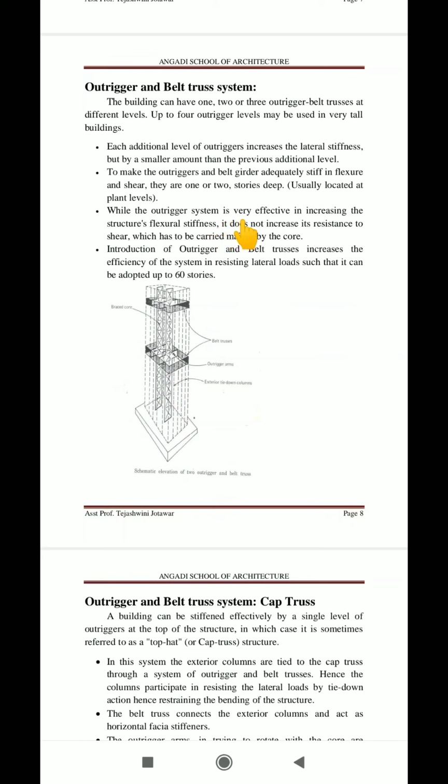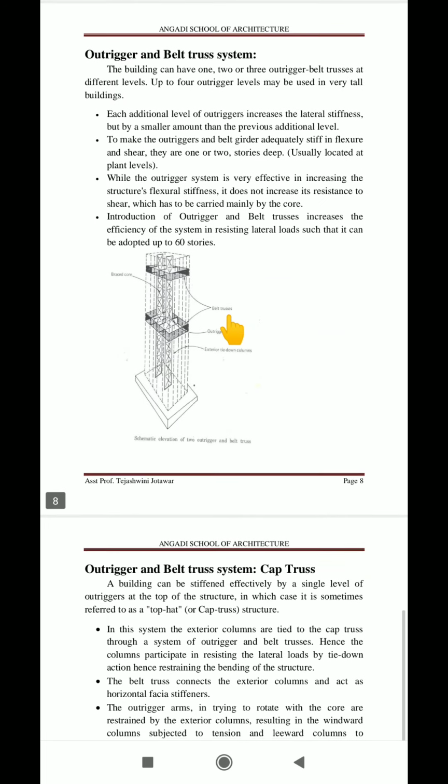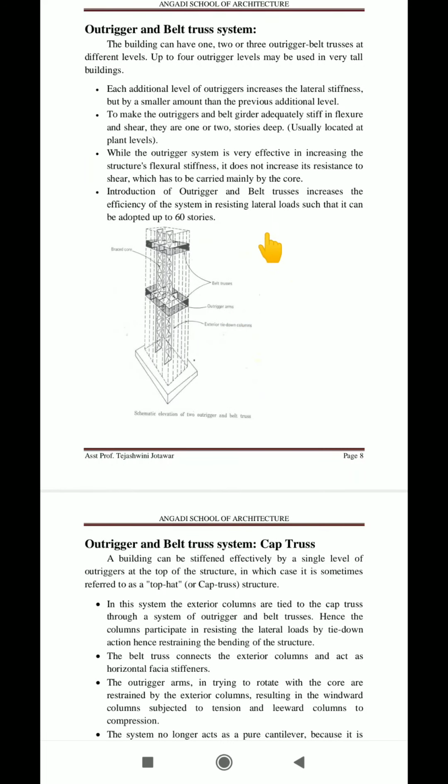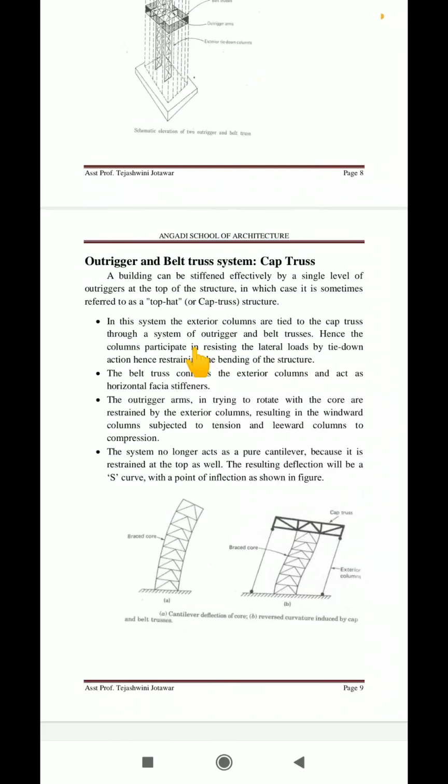While the outrigger system is very effective in increasing the structural flexural stiffness, it does not increase the resistance to shear, which is carried mainly by the core. So the outrigger system helps in increasing flexural resistance, whereas the shear resistance is carried by the core of the structure. Outrigger and belt trusses increase the efficiency of a system in reducing lateral loads, such that these systems can be adopted for buildings up to 60 stories in height.